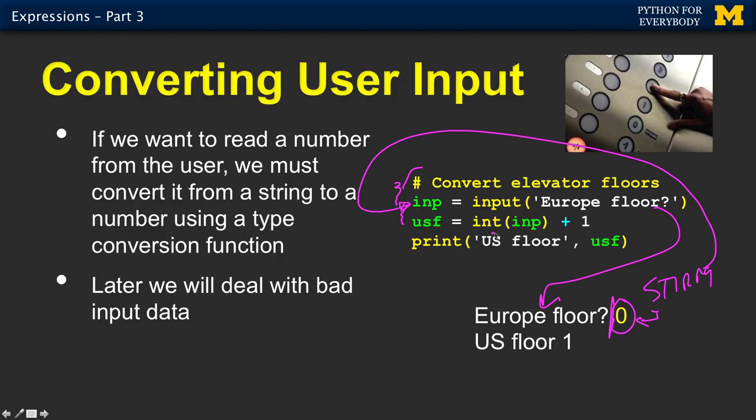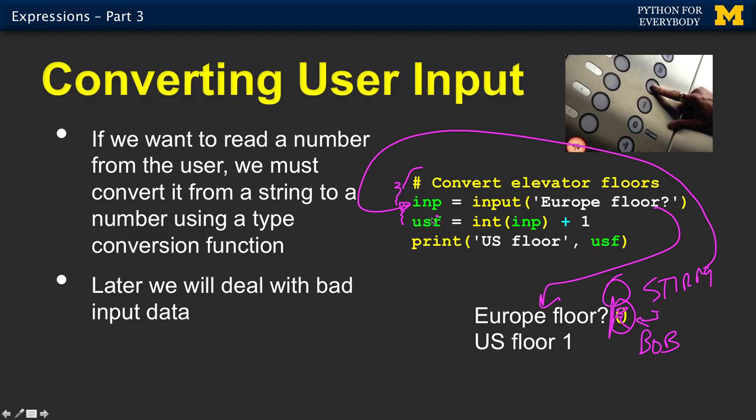We have to convert it to an integer, otherwise we can't add 1 to it. If we just did inp + 1, we'd get a traceback. But we say int of inp, convert it to an integer. Now, if you mess this up and put Bob in, then this thing is going to blow up because int can't convert Bob to an integer. But because we have a 0 here, we're okay. So then we add 1 to it and store that in usf. usf, mnemonic variable name, United States floor, inp, the input we got from the user. I'm using good variable names here.